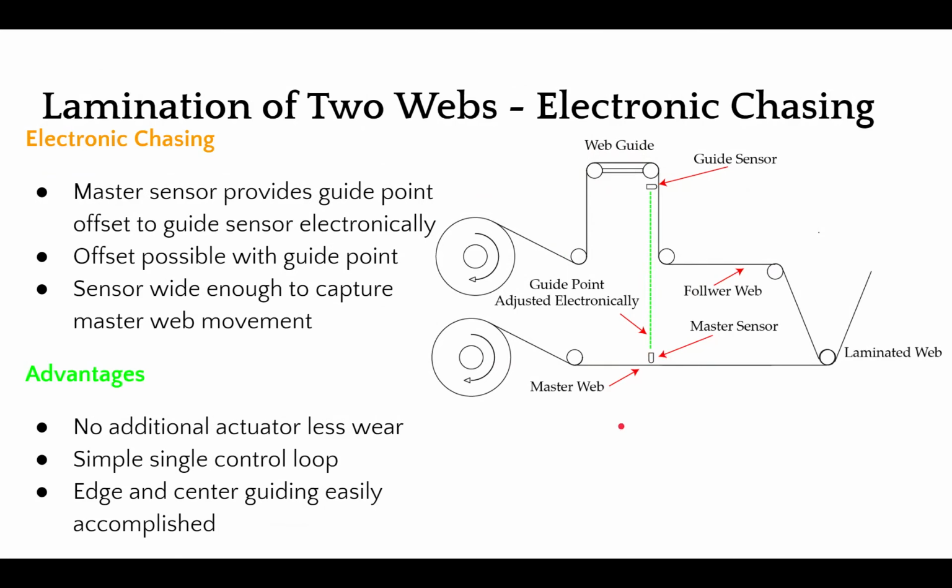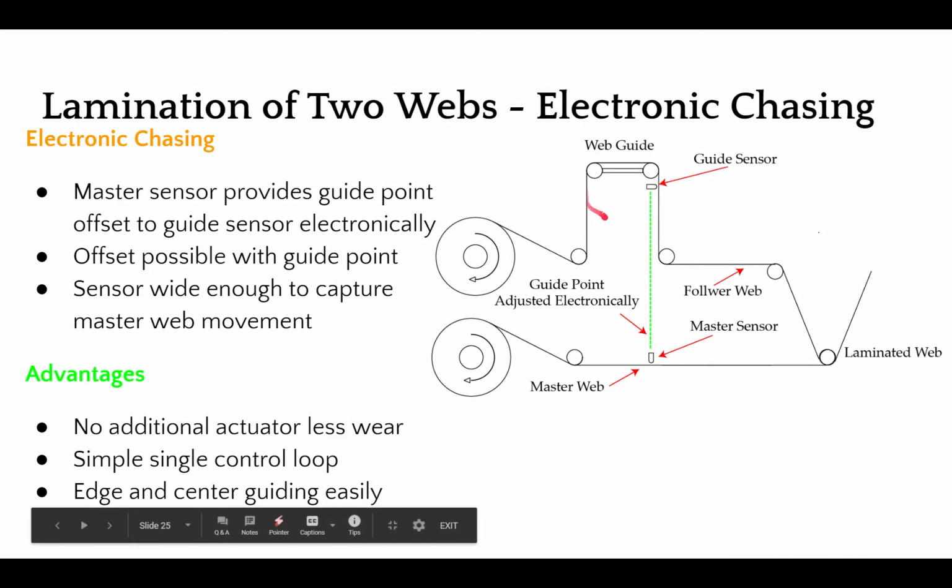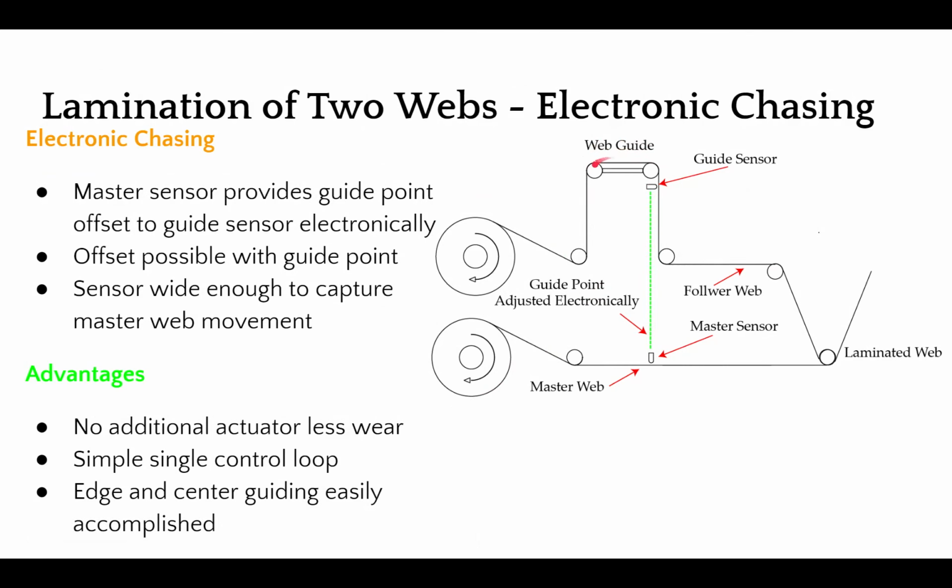So electronically, it's very simple to do, and there's only one control loop here, that is the web guide loop. And then the only added thing is that it's not a fixed guide point reference. Now the reference is a feed forward term that comes from the feedback from this master sensor.